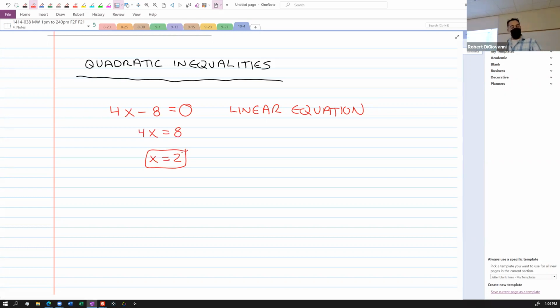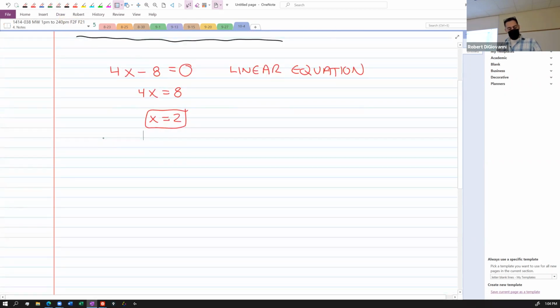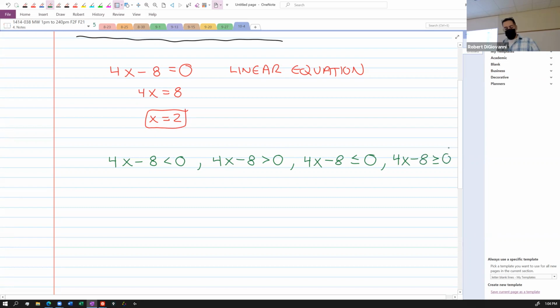Now, when we compare that to a linear inequality, it would look like this: 4x minus 8. And there are actually 4 different types of inequalities I could write. I could say less than 0. I could also do 4x minus 8 greater than 0. I could say 4x minus 8 less than or equal to 0, or I could do 4x minus 8 greater than or equal to 0. So the 4 types of inequalities that we have are those 4.